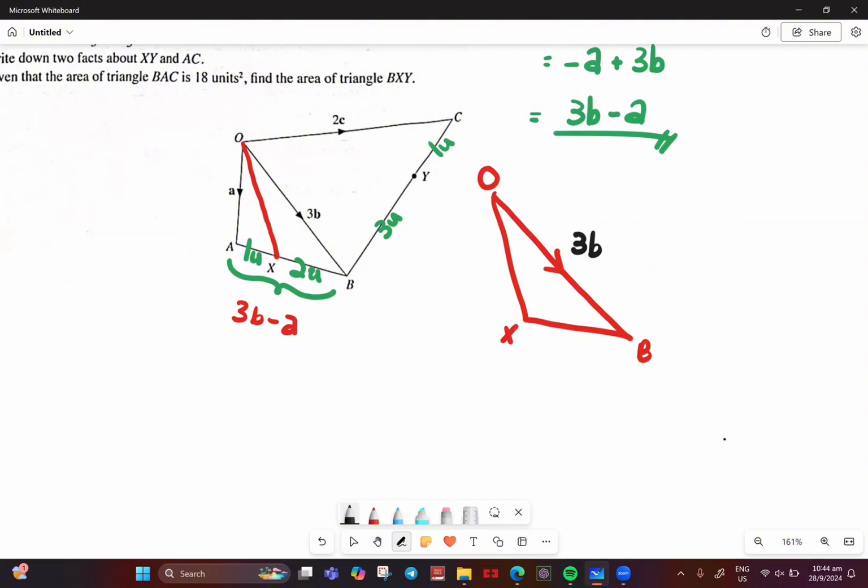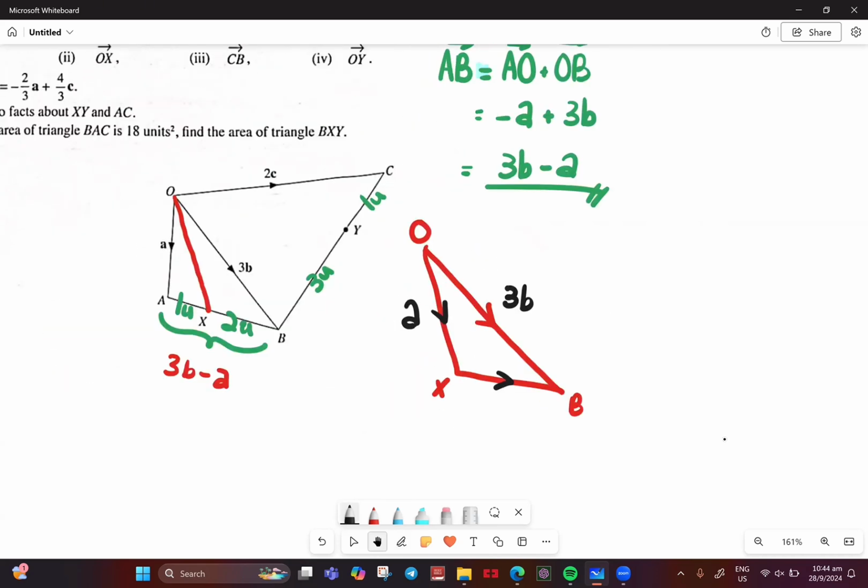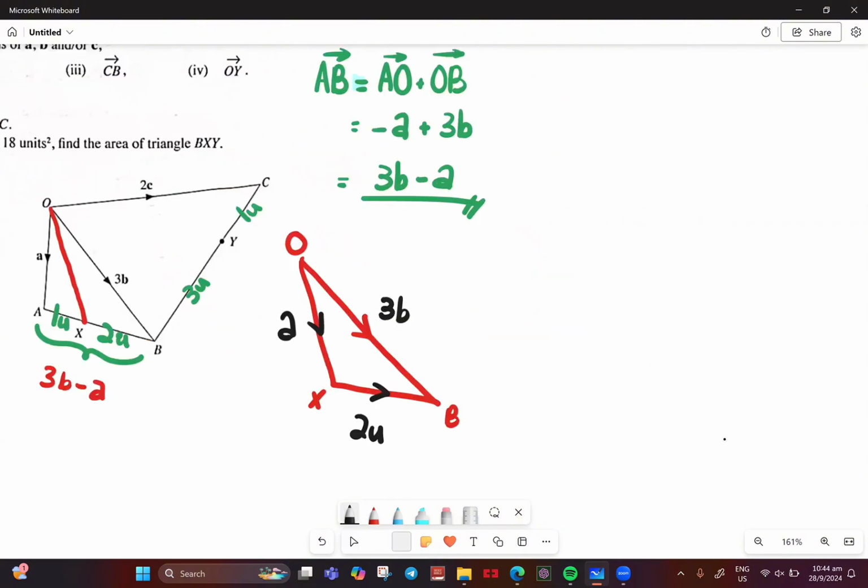Okay, XB is 2 units. We know this one is a, right? This is 2 units, right? We already know that this is 3 units, correct or not? So if 3 units is 3b minus a, we find 1 unit first. 1 unit is what? b minus a over 3. Am I making sense?